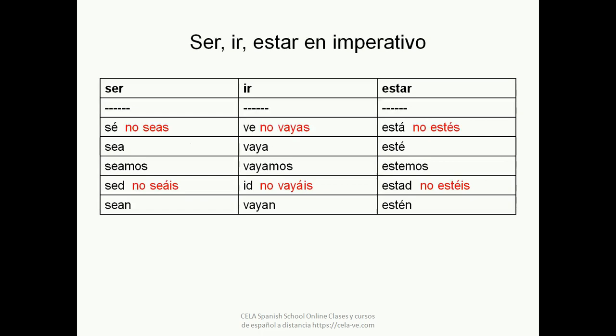The verbs ser, ir, and estar are irregular in the imperative too. The verb estar is not used very often in the positive imperative. We use estar in combination with adjectives that express a state or a condition. For example, estoy cansada, I'm tired. However, we use it a lot in the negative imperative. As for example, no estés triste.